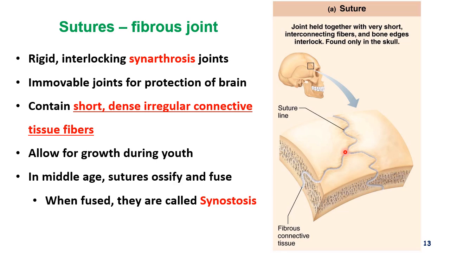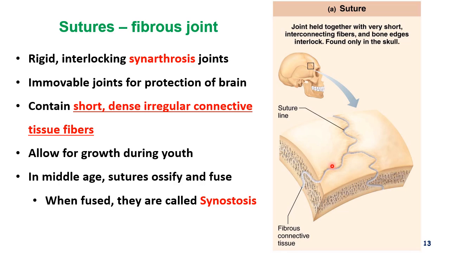Now why is it short and dense and irregular? Because you don't want these bones to disconnect from each other. And also, if you put pressure on one side of the bone, let's say you bump your head somewhere, you want that force to be distributed throughout the surface area. So you want irregular connective tissue that is capable of distributing and dispersing the force. And of course very short, because this is a very tight type of joint.